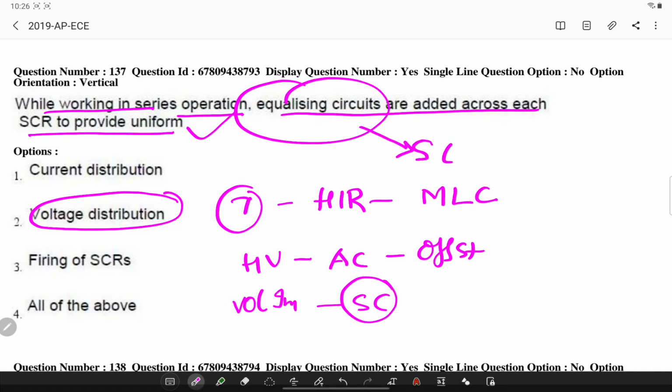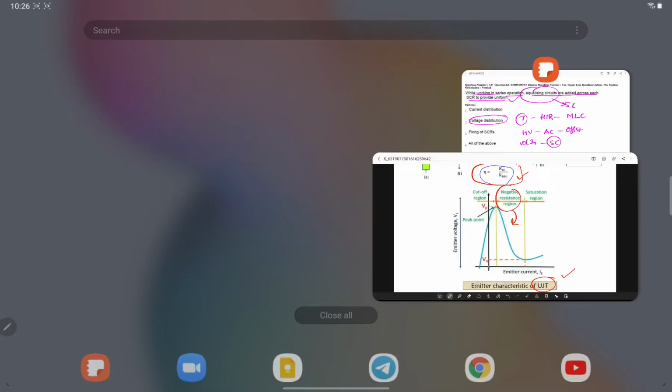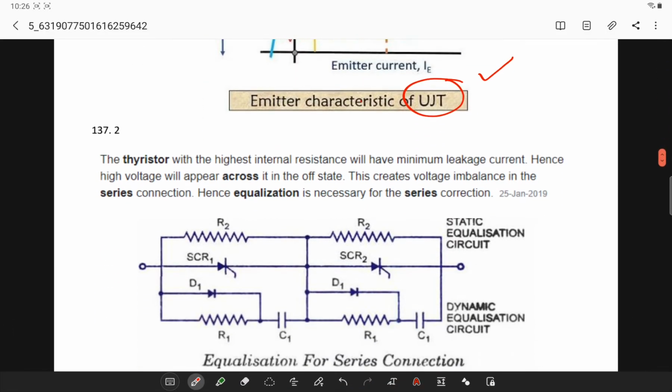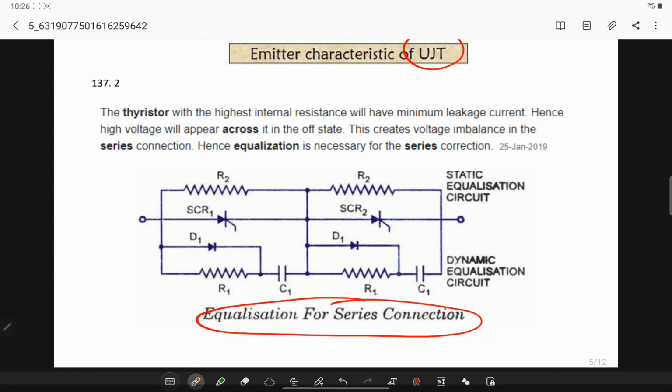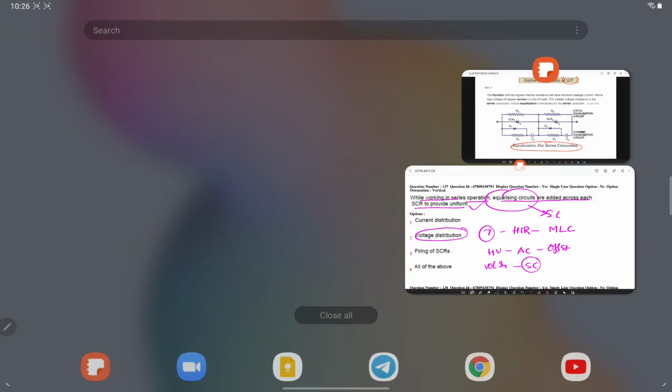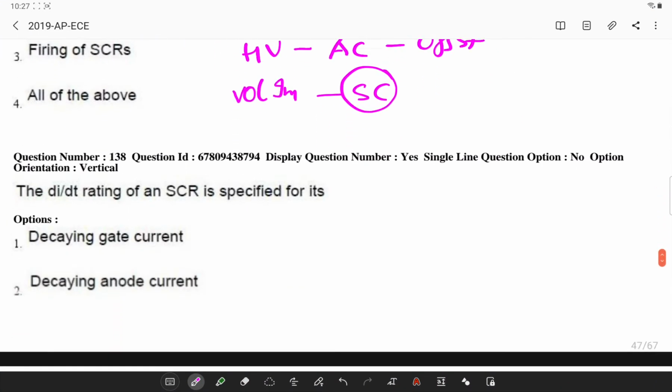I'll show you how exactly the circuits look. So remember, this is how your equalization for series connection will look.